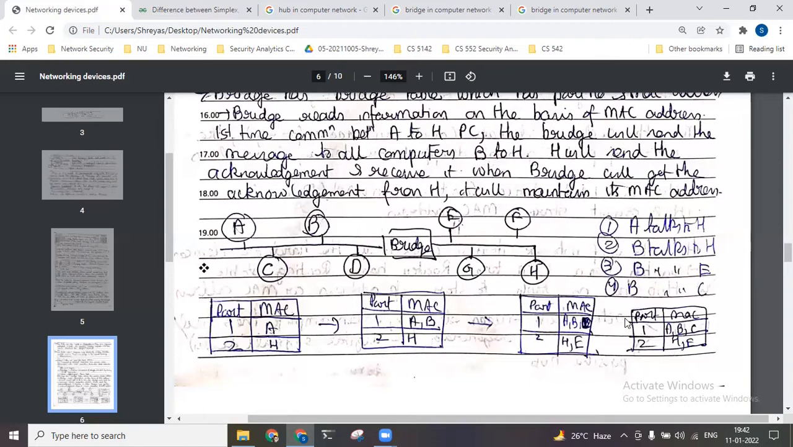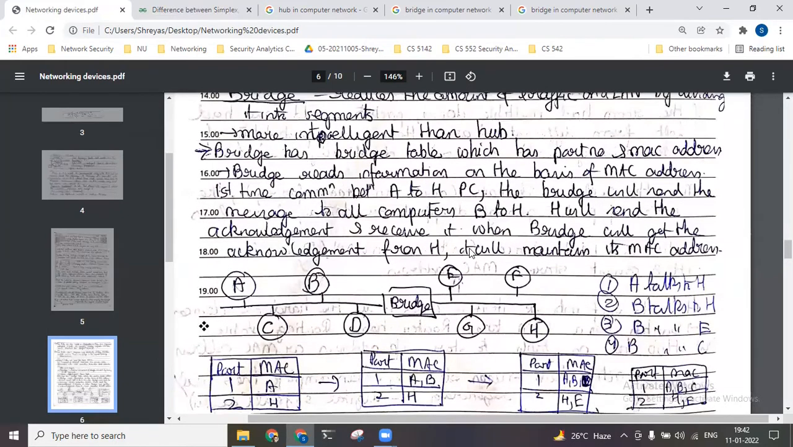No, it won't be updated because it already has the MAC addresses of PC A and PC C corresponding to collision domain 1. So this is how a bridge table works, and this is how a bridge basically works. A bridge has a bridge table which has the port number and MAC addresses. This is the port number, this is the MAC address.